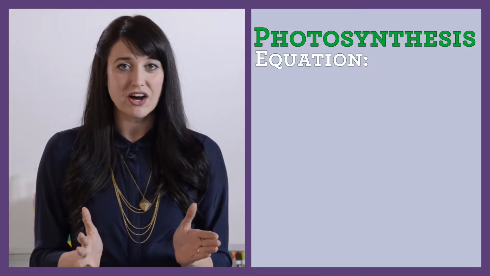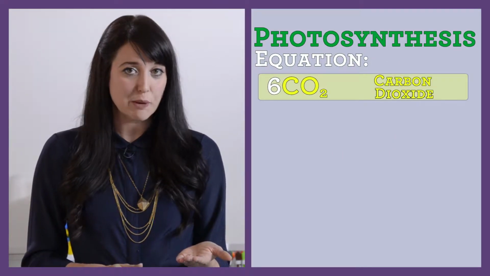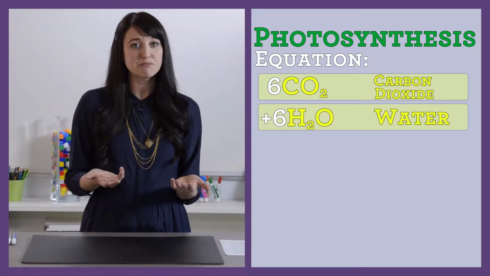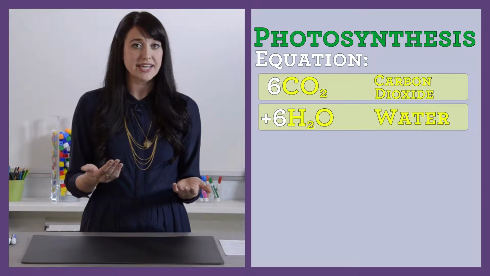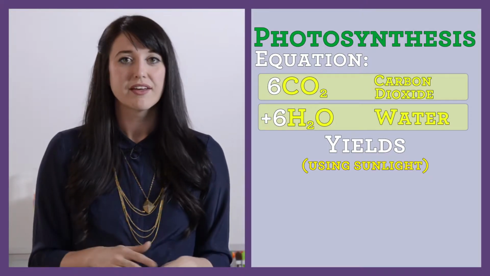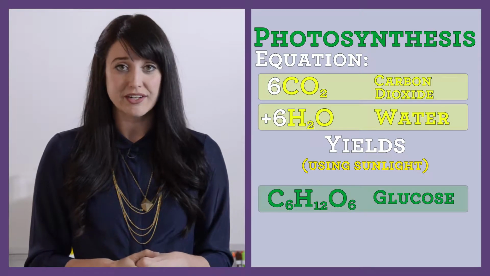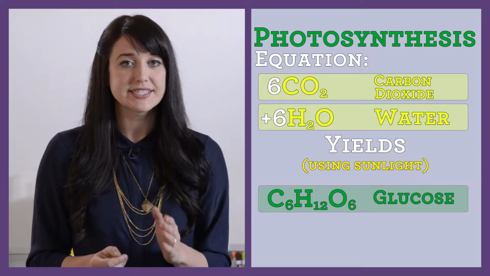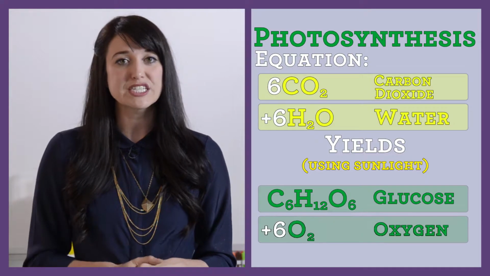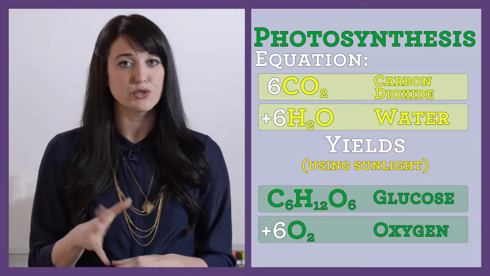Now let's review the chemical equation for photosynthesis. The reactants are 6 molecules of carbon dioxide, 6 CO2, plus 6 molecules of water, 6 H2O, yields, using sunlight, 1 molecule of sugar, in this case glucose, C6H12O6, plus 6 molecules of oxygen, O2.